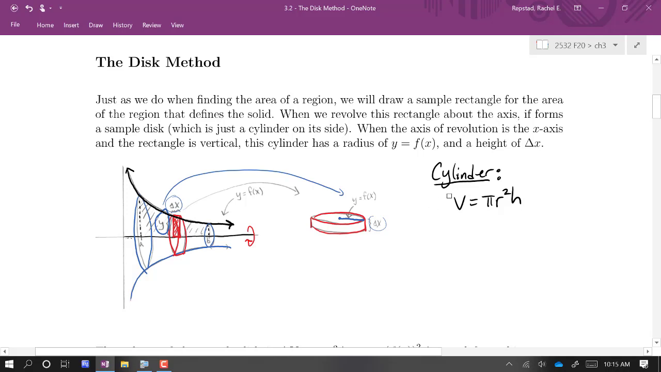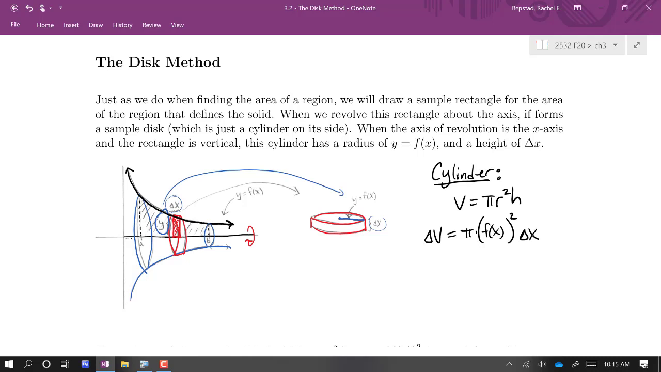As long as I can connect the radius of the cylinder and the height of the cylinder to the sample disk, then just like with the area under a curve, finding the volume of that sample disk, the integral will write itself. So the radius of this disk is y, or f of x. So f of x and then squared, because I have to square the radius, times the height. The height in this case is delta x. Now here we're kind of going over the setup as if we had to draw a vertical rectangle.